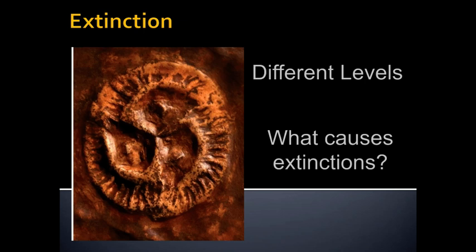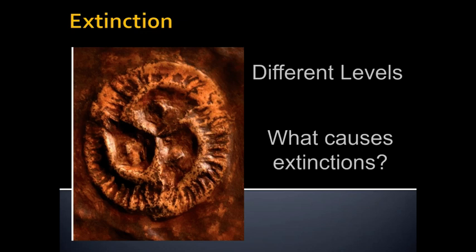Now, it turns out that if we want to be very general, this is a very easy question to answer. Extinction is caused by a failure to adapt to a changing environment. Now, there are some things that can make that more difficult. For instance, if we have a species with a very narrow range of habitats or a narrow range of behaviors, it's more likely to go extinct because it's not going to tolerate change.